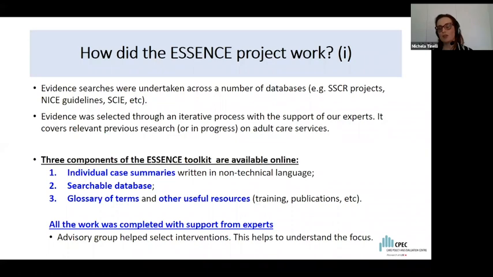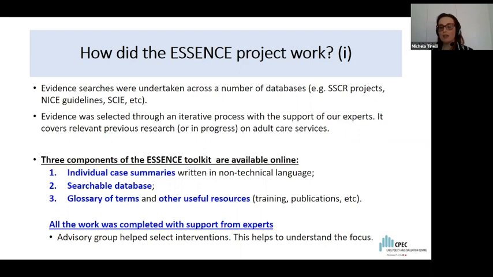On top of this core set of case summaries, we had a tool that is a searchable database where you can find all sorts of sources of evidence, publications, reporting, and so on, looking into the breadth of all the interventions that we described as part of Essence.